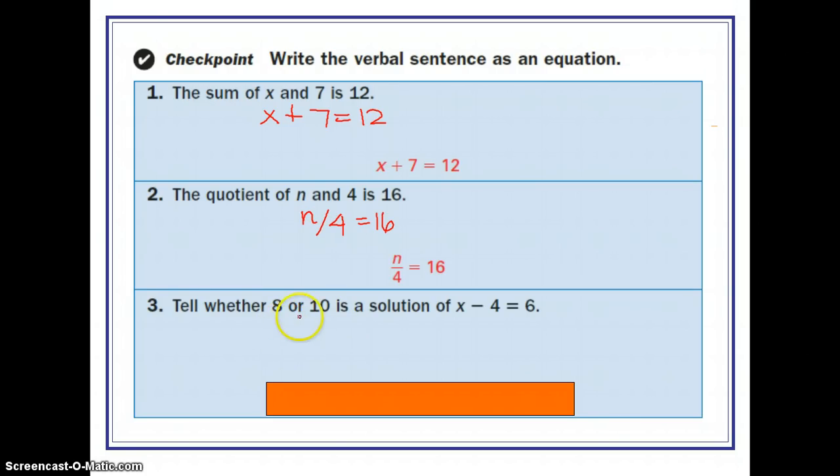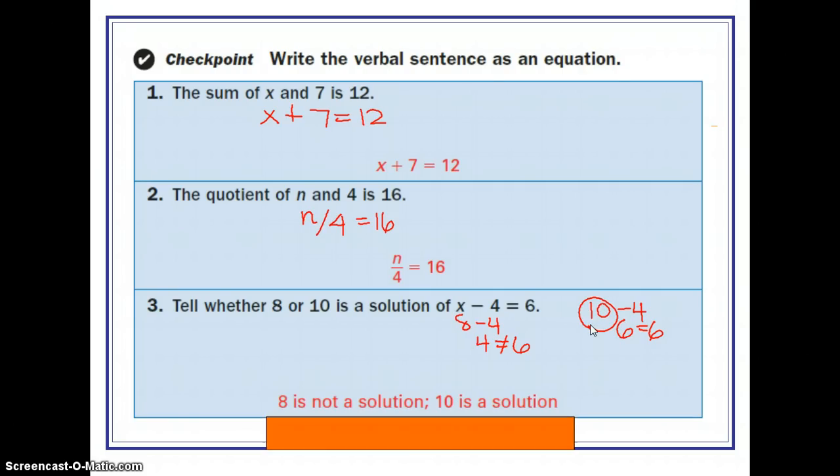Number 3, tell whether 8 or 10 is the solution. Well, let's substitute in 8. I know 8 minus 4 is 4, so it does not equal 6. Let's put in 10. 10 minus 4 is 6, and it does equal 6, so 10 is a solution. 8 is not a solution, 10 is.